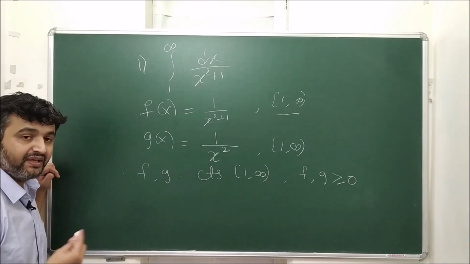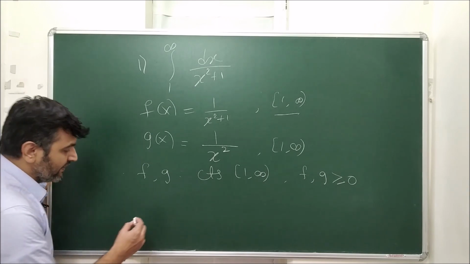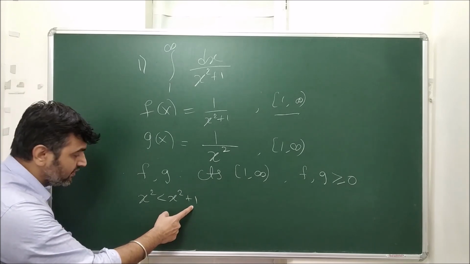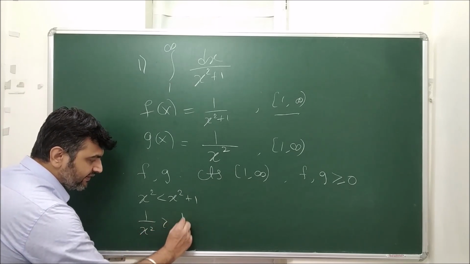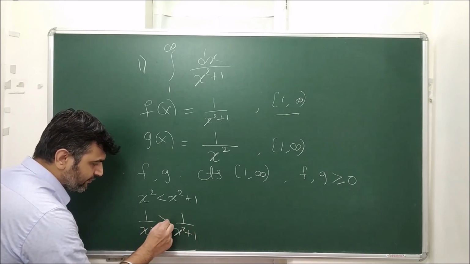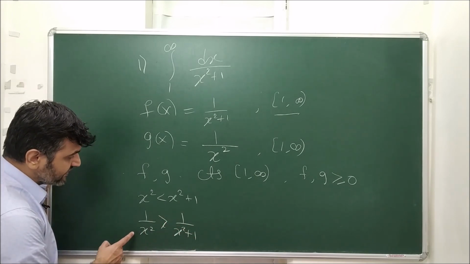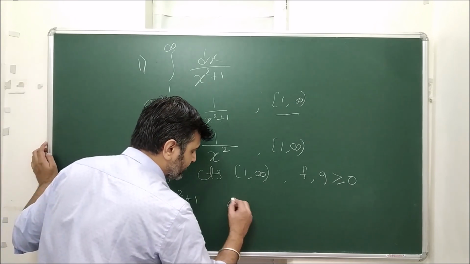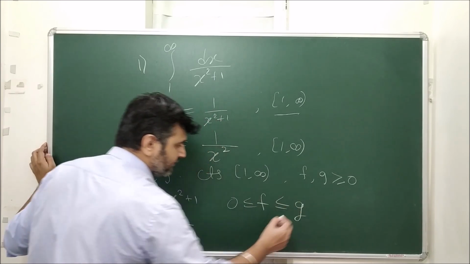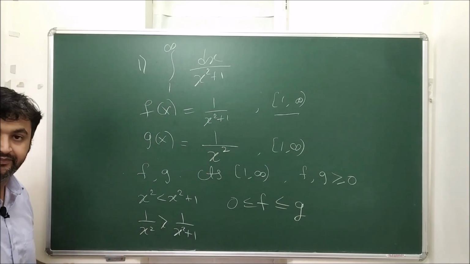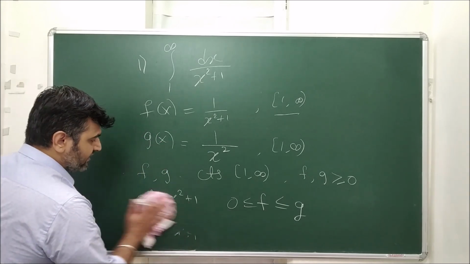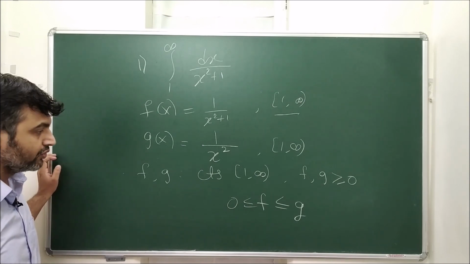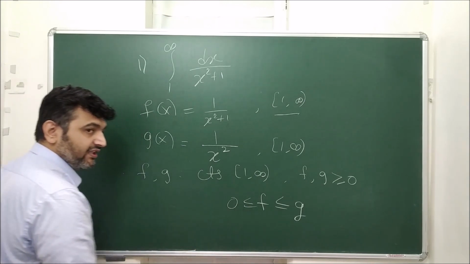So your f and g both are positive functions. Good. Now compare f and g, which one is bigger, which one is smaller. Now as you can see, x square is less than x square plus 1 because you are adding something to this. So when you take the reciprocal, the inequality changes. So what you can see is that g is bigger than f, or you can say 0 is less than or equal to f, which is less than or equal to g. Okay, so I got the connection between f and g, and your f and g are satisfying the conditions of the direct comparison test.